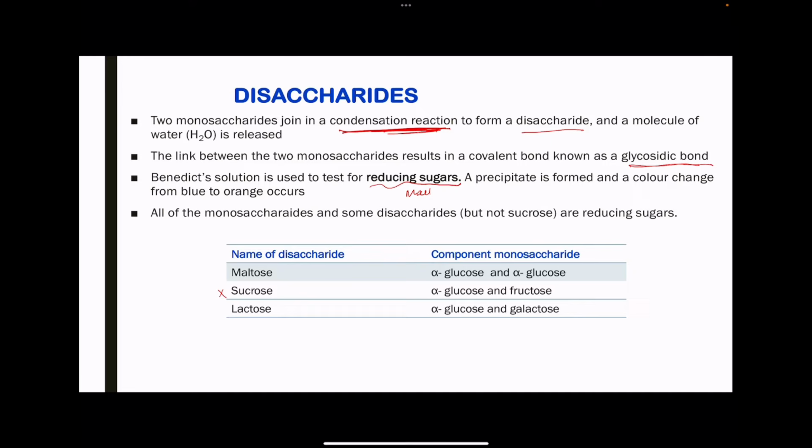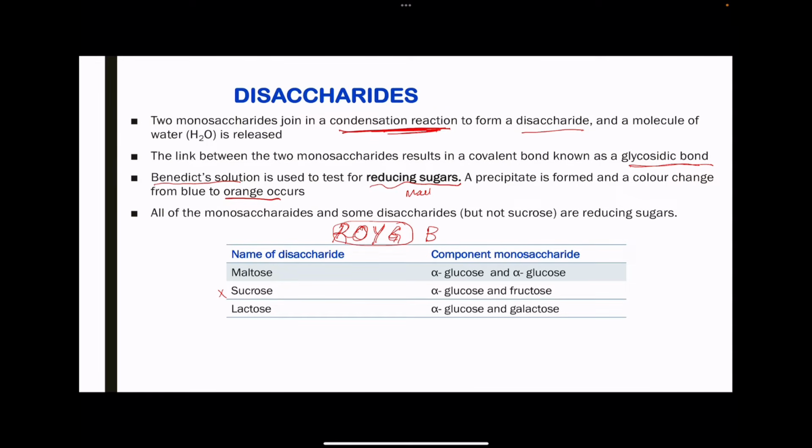So to test for these reducing sugars, we use Benedict's solution, and if a precipitate is formed, a color change from blue to orange could be a positive result. But remember, the color could be red, it could be orange, it could be yellow, it could be green. So any of these colors, if they are formed, that could be a confirmation of a reducing sugar because these colors represent different concentrations of reducing sugars. Blue means no reducing sugar, green means there is a lower concentration, yellow, an increase in concentration, orange, and then red will show the highest concentration of reducing sugar.